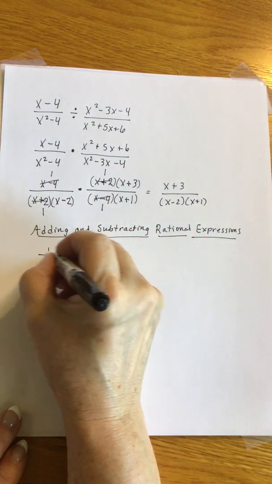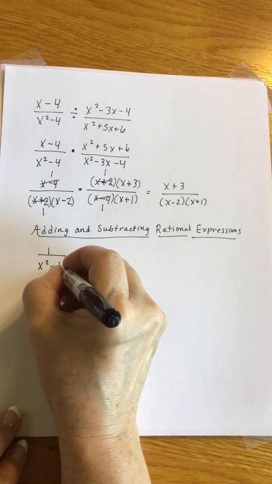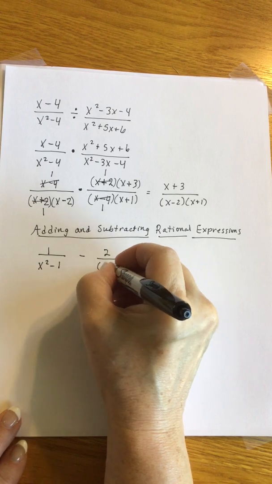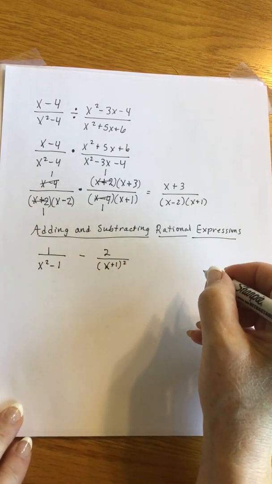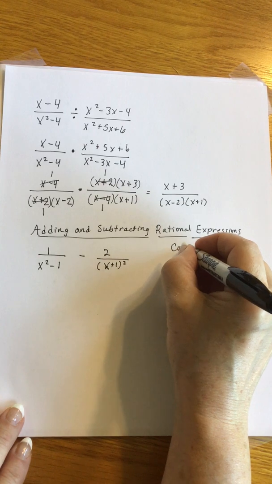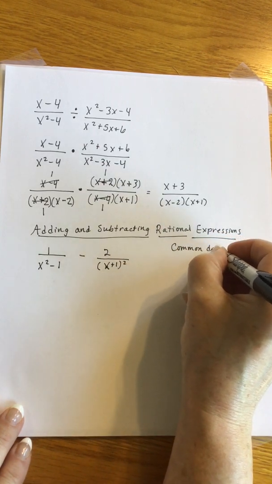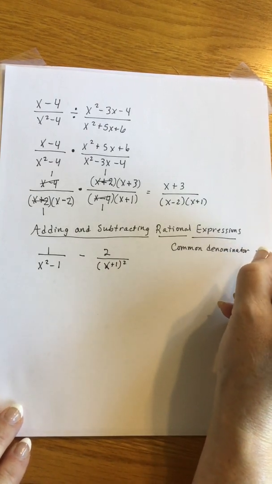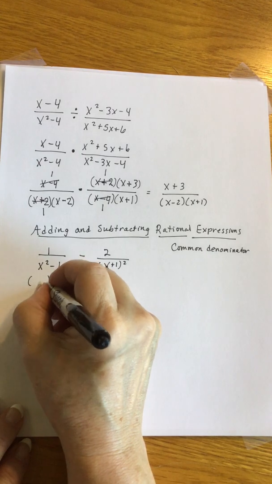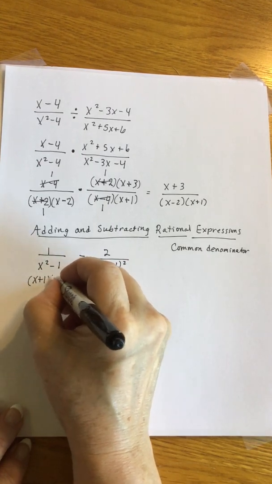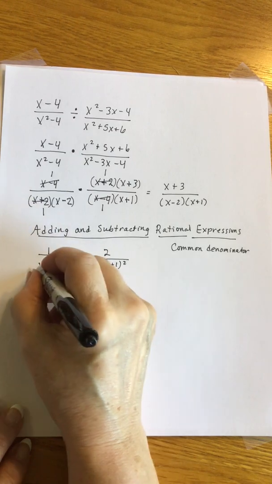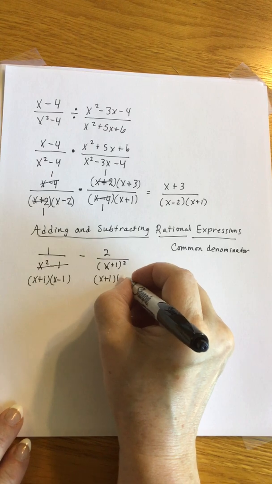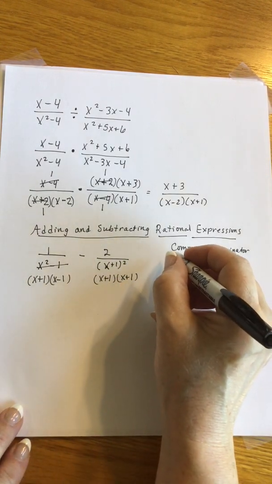So I'm going to start with 1 over (x squared minus 1) minus 2 over (x plus 1) squared. Now in adding and subtracting, we have to have a common denominator. So to come up with the common denominator, we have to factor these first. This factors into (x plus 1)(x minus 1), because it's the difference of two squares. This one is going to factor into (x plus 1)(x plus 1), because that's what squared means as an exponent.